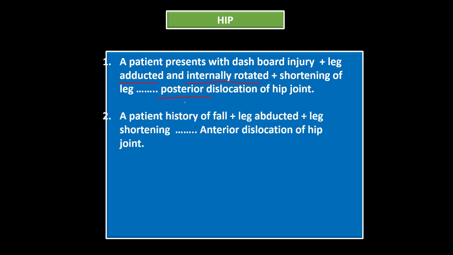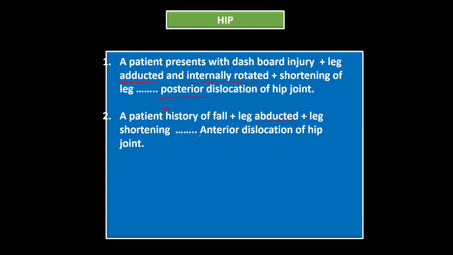Another important scenario. A patient came with a history of fall, right? I have just added a clue. A patient came to your OPD with a history of fall, plus the leg is abducted, plus there is leg shortening, plus there will be external rotation. This is the important thing. So what will be your answer? Anterior dislocation of the hip joint.